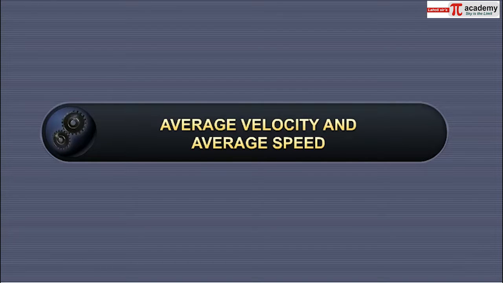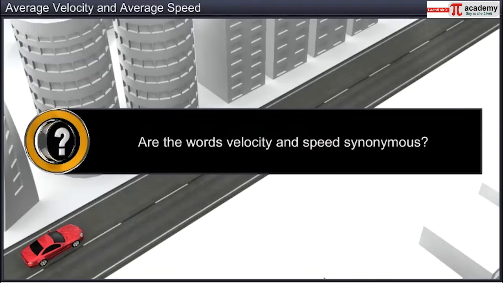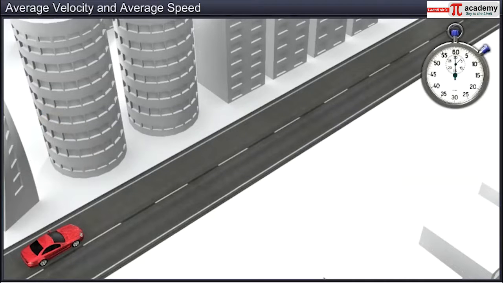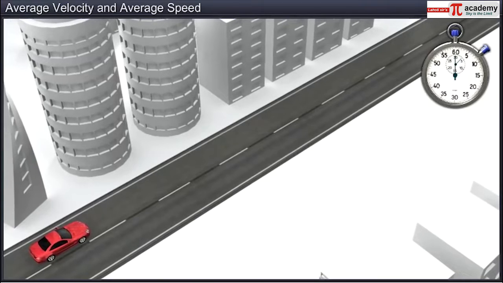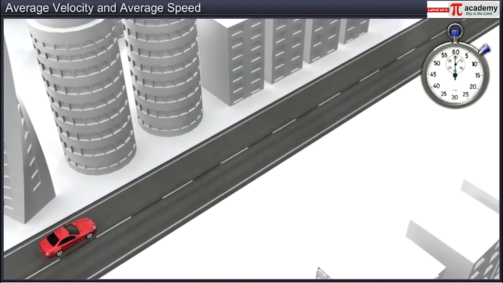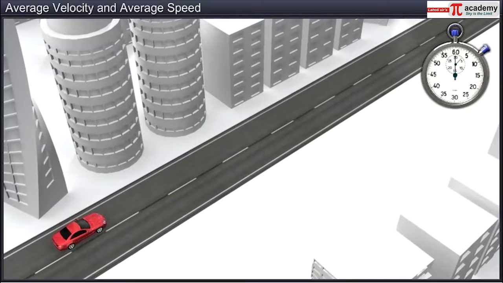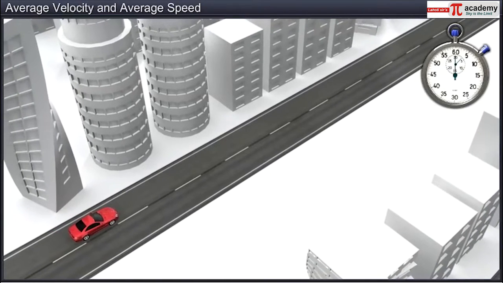In this module, you will learn about average velocity and average speed. Are the words velocity and speed synonymous? Yes, they are in our day-to-day language. However, in science, they are not.